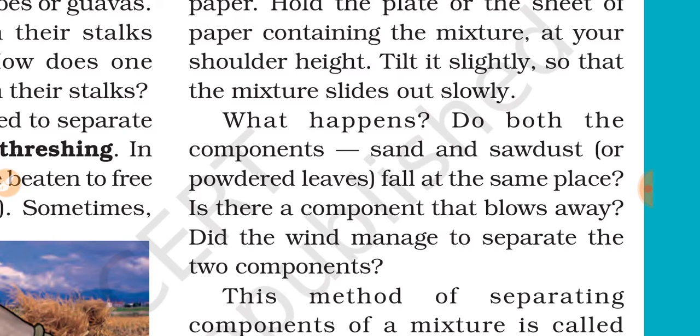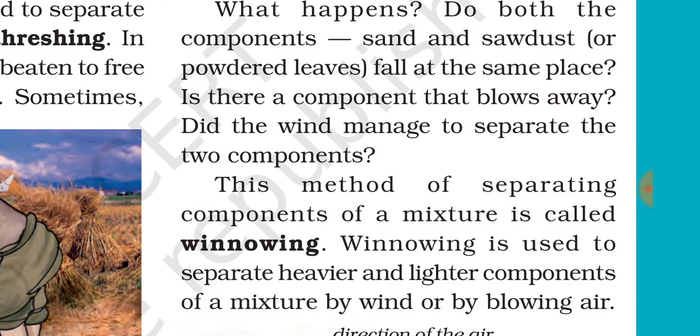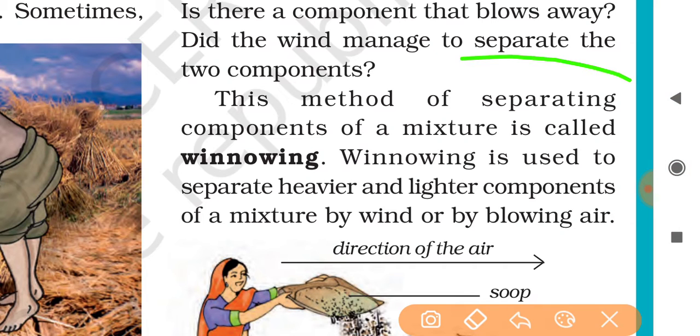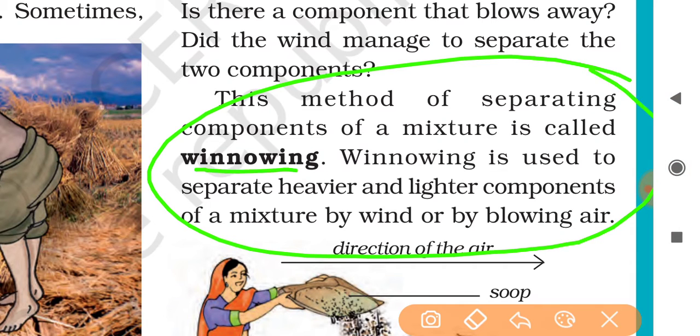Is there a component that blows away? Did the wind manage to separate the two components? With this method, you can easily understand that the sand particles fall down. If we put a mixture of leaves and sand, the leaves will fly away. This method of separating components of a mixture is called winnowing.